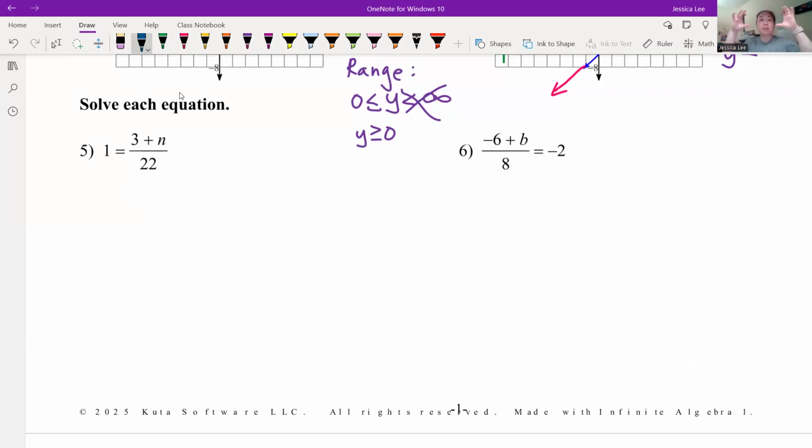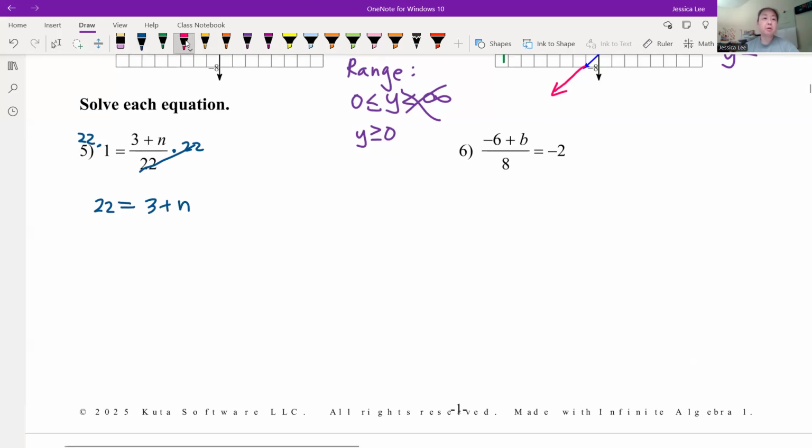Okay, think of it like it's parentheses, right? So how do you get rid of a divide by 22? You're going to have to do the opposite of that. So multiply by 22. Don't forget on both sides. And these guys cancel out because 22 divided by 22 is 1. Okay, here we got 22 times 1 is just 22, is equal to 3 plus n.